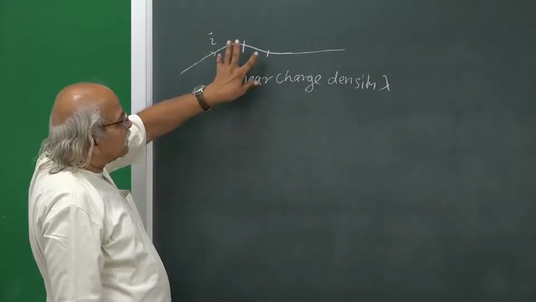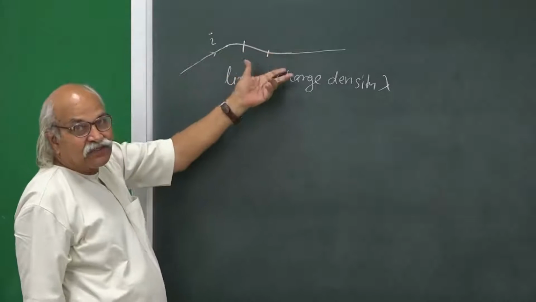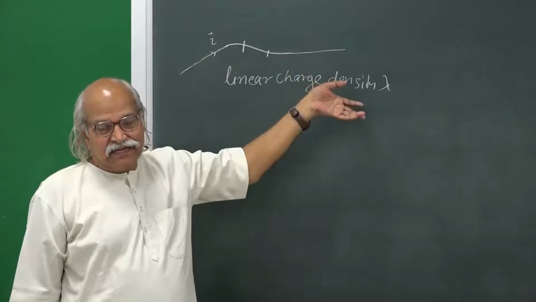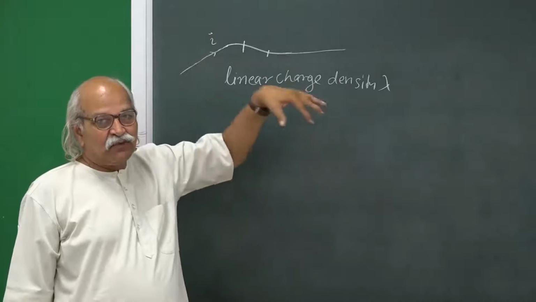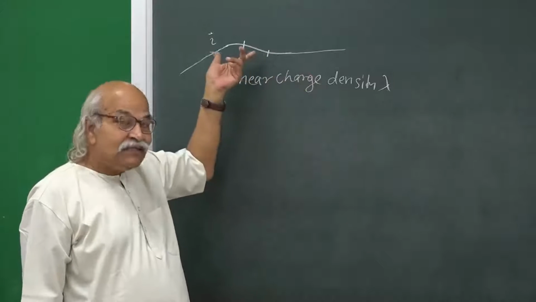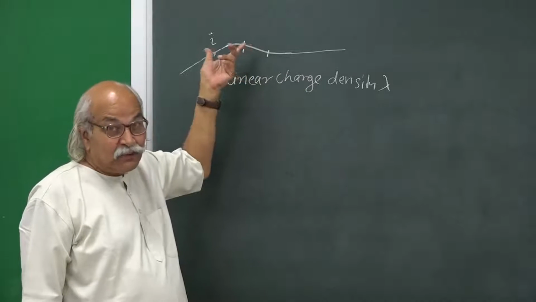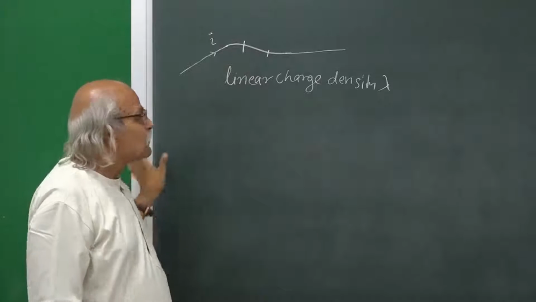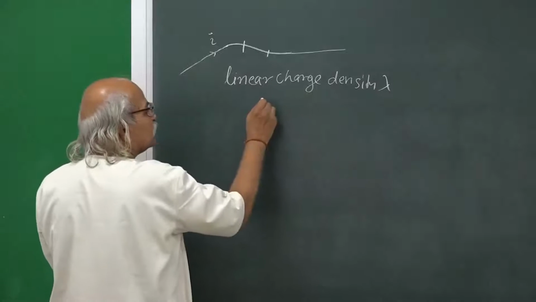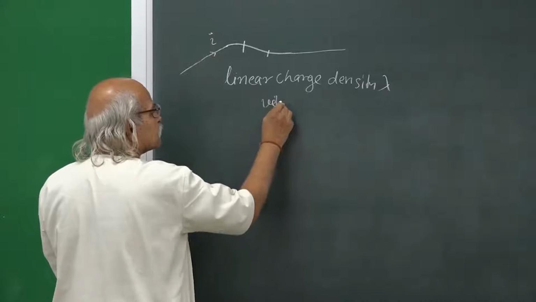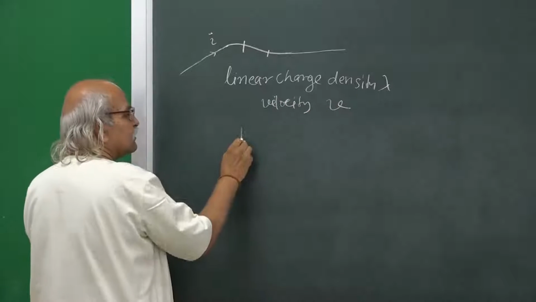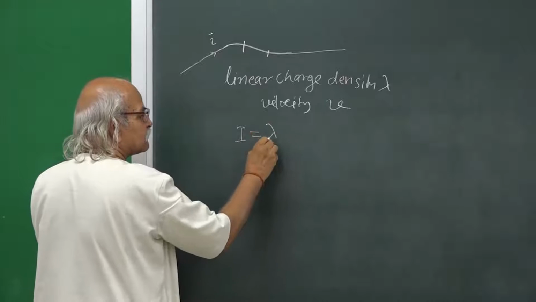and these charges which are moving, it is not the net charge density. Remember, in a wire, if the current is going, only the free electrons are moving, and we are talking of the charge density of only those charges which are moving. So, if that is lambda and these charges move with velocity v, then the current will be lambda times v.